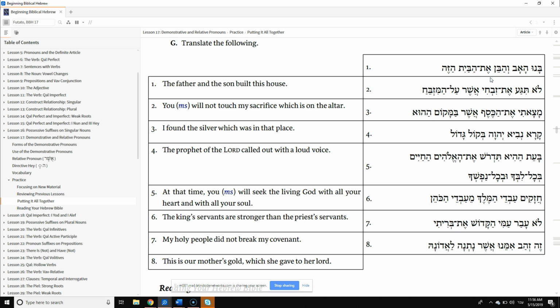Next one here, we've got lo rather than beginning with a noun. So it's good to look at lo and figure out, okay, what is lo modifying? Is lo modifying the verb? Is it modifying the subject? Is it modifying the direct object? Or is it modifying some other modifier?